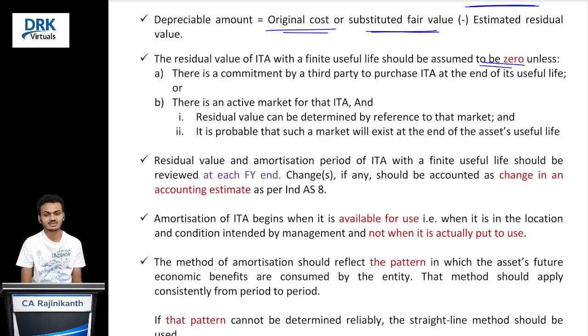However, there are exceptions. What are they? If there is a third party commitment to purchase our intangible asset at the end of its useful life, or when there is an active market for that intangible asset at the end of its useful life. In these two situations, yes, we can take the residual value. In any other case, residual value will become 0.